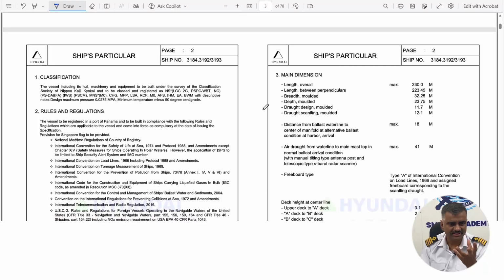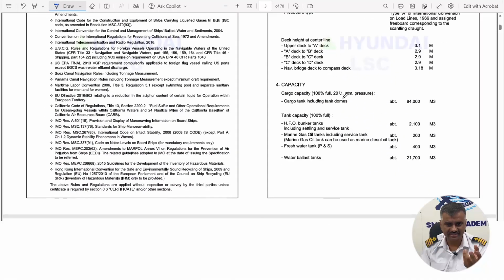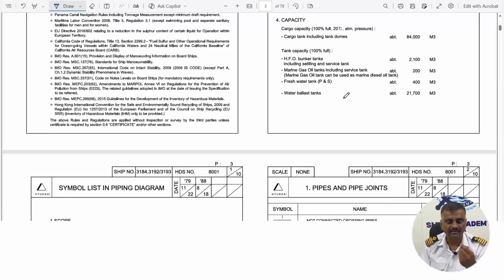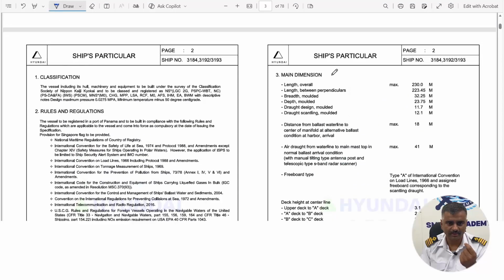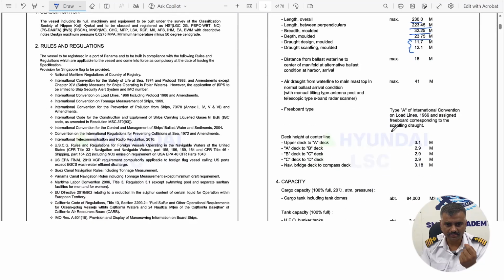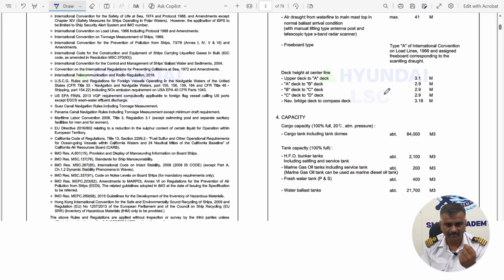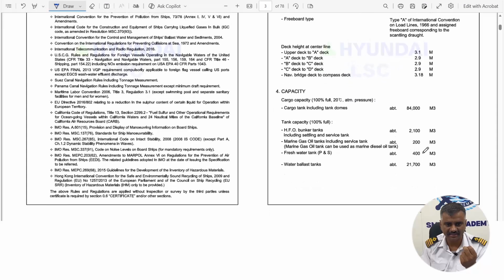Okay, these are the ship's particulars that you will find always in your vessel, that is not of relevance in our pipeline diagrams. So they are basically discussing the vessel dimensions, what is the length between perpendiculars, breadth, molded breadth. So this vessel is having 230 meters of length, between perpendiculars is 223 meters. Then there is the breadth of the vessel width, the depth. Okay, design draft is this much, 11.7 and 12.1. So these are all as per the requirement. Okay, they have mentioned the tank capacity, cargo capacity, bunker tank capacity.